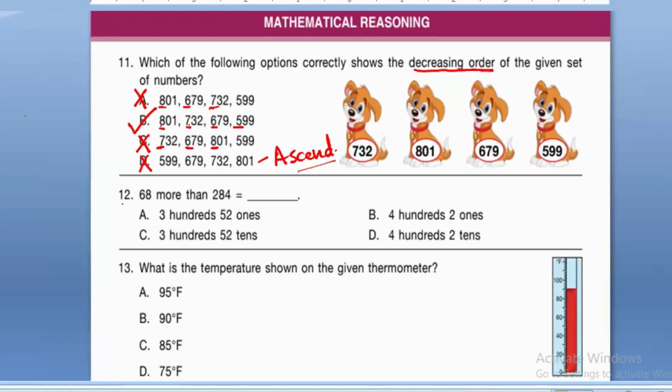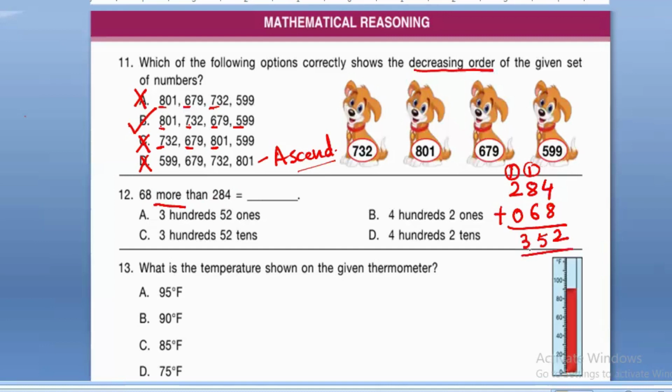Okay, now let's talk about question number 12, which is 68 more than 284. More than means we need to add. So what we have to do, we have to add 68 and 284. When we are adding it, 4 plus 8 is 12, 2 is here, 1 will go there in a carryover form. Now 8 plus 6 is 14, 14 plus 1, 15, 5 will come here, 1 will go there in a carryover form. Now 2 plus 1 is 3.